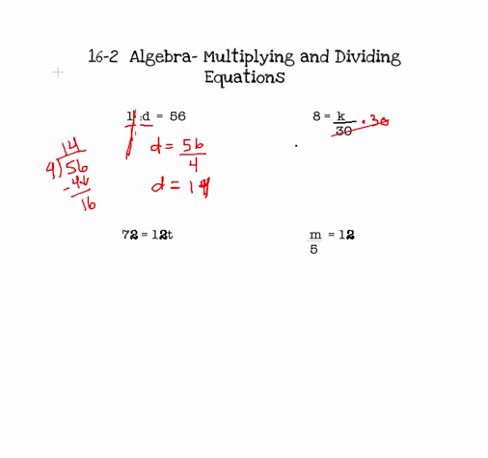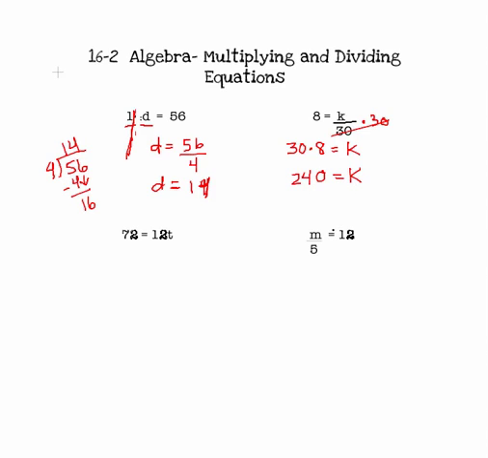So let me rewrite this problem. It would be 30 times 8 equals k. So my last step is just to do 30 times 8. And that will give me k. So 8 times 0 is 0, and 8 times 3 is 24. So my answer is 240 equals k.